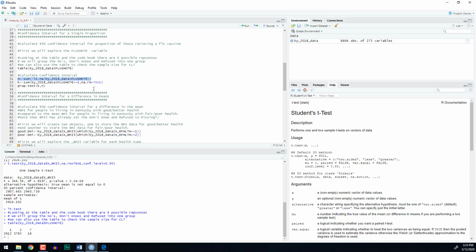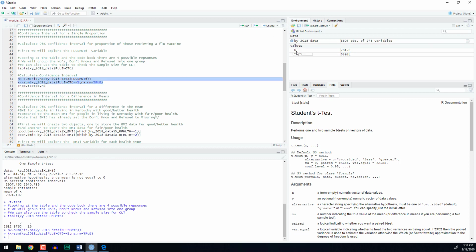The next line of code is similar, except instead of finding the number of observations that are not missing, I'm going to find the total number of observations who responded 1. Because again, 1 represents that a person said yes, they got their flu vaccine. So let's run both these lines of code.